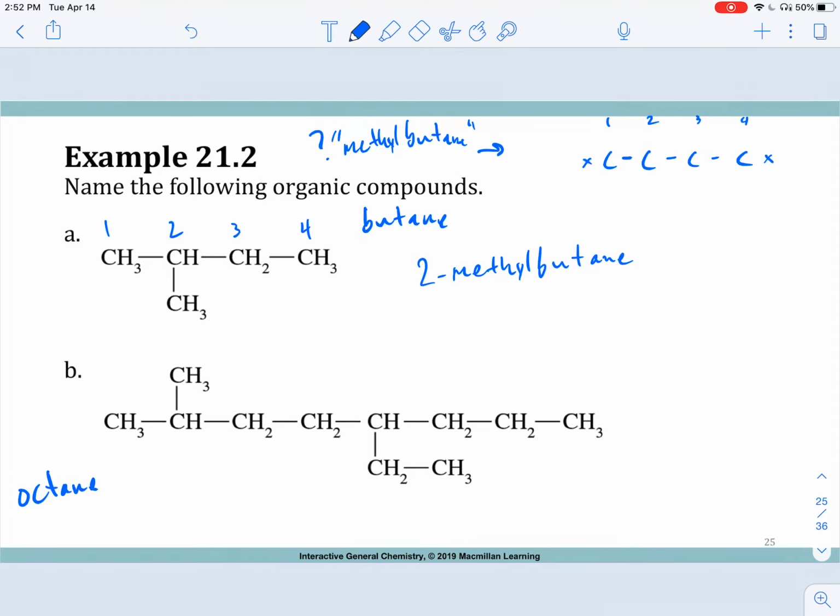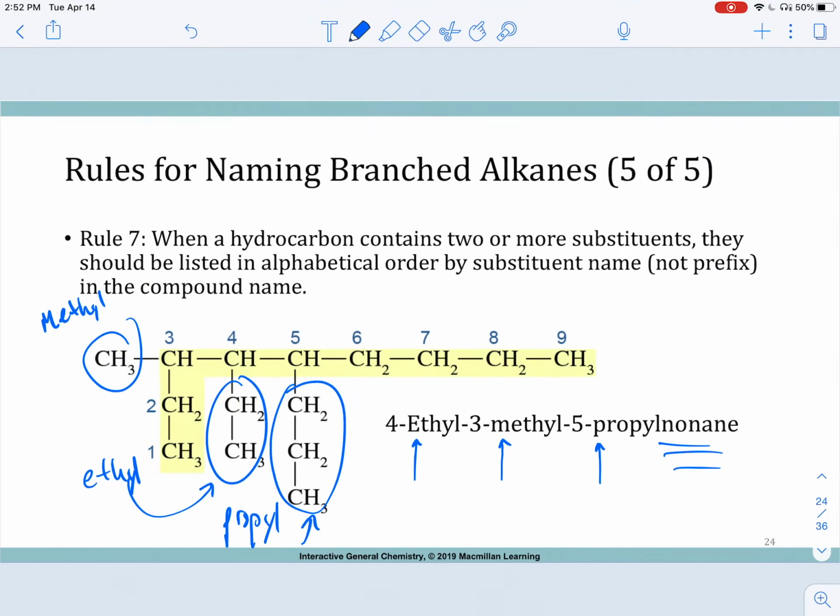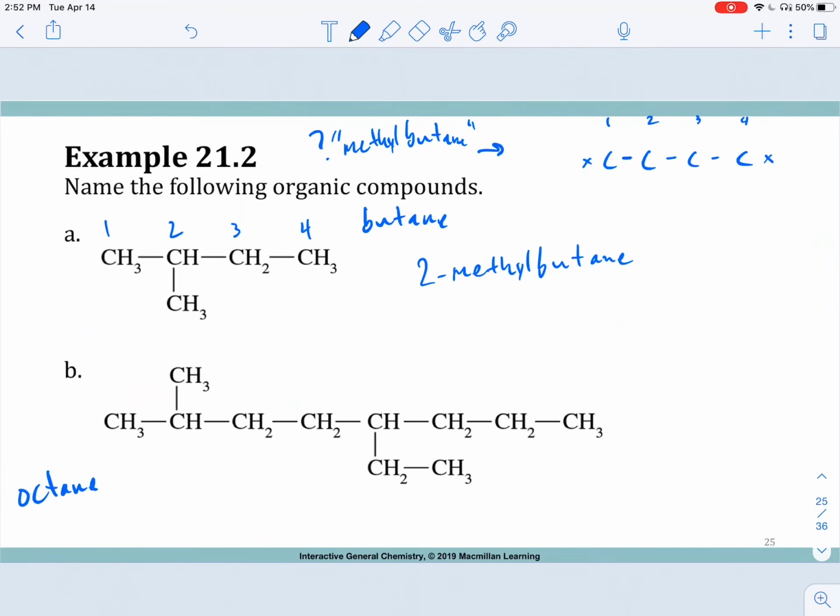Now I need a number where my substituents are. So we need to number them alphabetically. Let's go back to this one and see why I numbered these as such. That was the 3 position, 4 and 5. Okay, so for this one, how do we get the lowest numbers possible? First of all, for our substituents. If I number them like this, 1, 2, 3, 4, that means we have an ethyl group at the 4 position, and then 5, 6, 7. That means we'd have a methyl group at the 7 position.